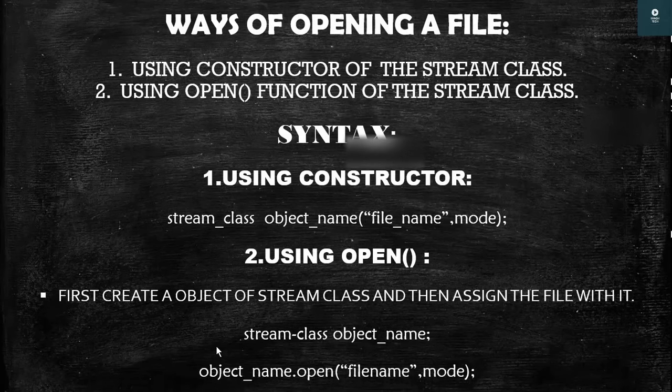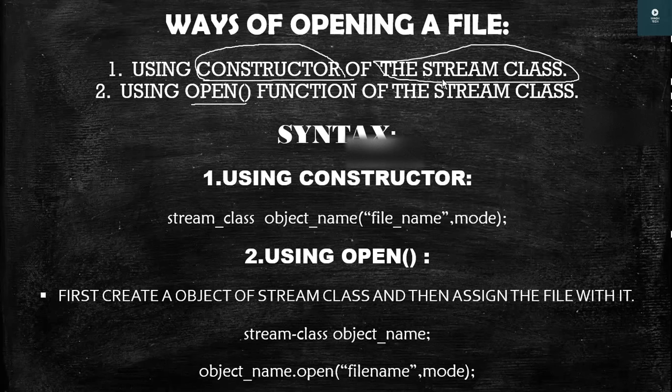Now basically there are two ways of opening a file. The first way is opening the file using a constructor, and the second one is opening the file using the open function. Now you have to create a constructor of the stream class. The stream class is a class, like the basic classes, and to use a class you have to create objects. To use constructors you have to create objects first. Therefore here is the syntax.